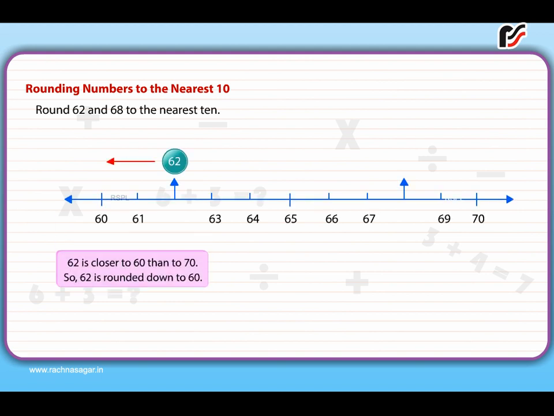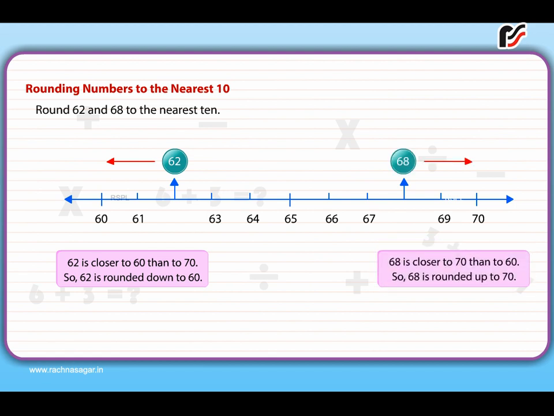62 is closer to 60 than to 70. So, 62 is rounded down to 60. 68 is closer to 70 than to 60. So, 68 is rounded up to 70.